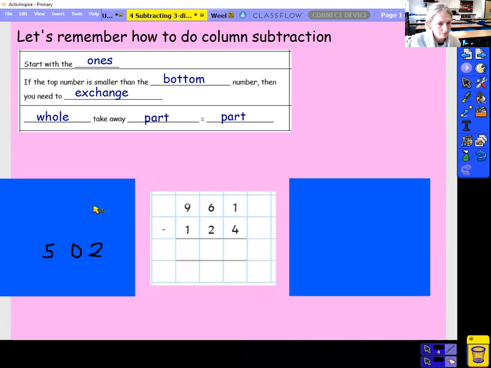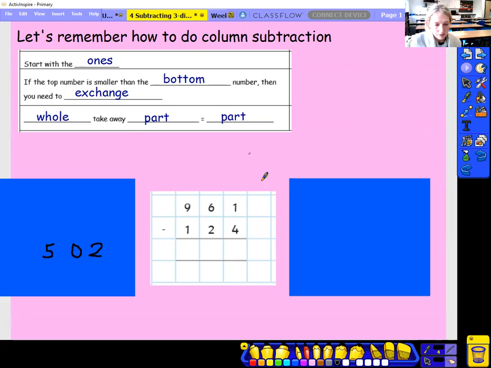Let's start on the next one. So again, I'm going to start with my ones. 1 take away 4. Oh dear, I can't really do that very easily, can I? So let's see. If the top number is smaller than the bottom number, then I need to exchange. So I'm going to go over to my tens column and I'm going to exchange one of my tens and bring it over into the ones column. And that's going to leave me with, if I've got 6 tens and I take 1 ten away, I'm going to have 5 tens left. So that's why I've exchanged there.